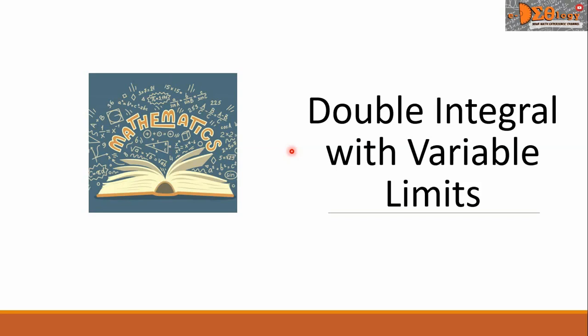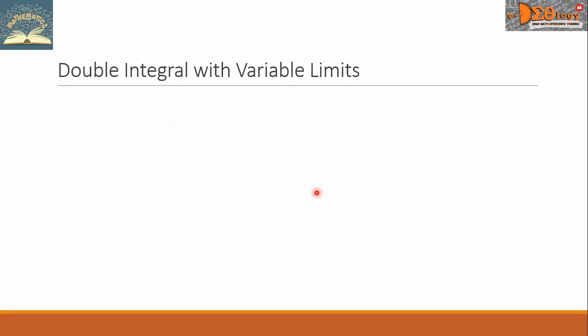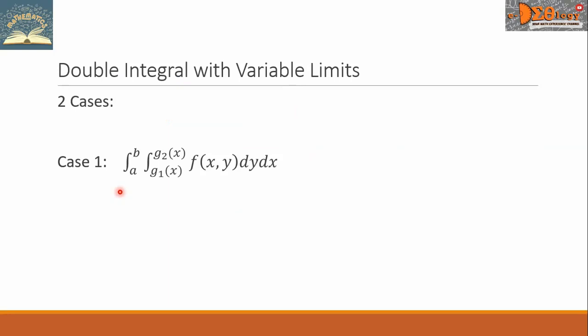Hi everyone. Today we're going to study double integral with variable limits. We have two cases here. Case 1 is this: the definite integral from a to b. And the second integral has limits with variables. The lower limit is the function g sub 1 of x, while the upper limit is g sub 2 of x. The function f of xy dy dx.